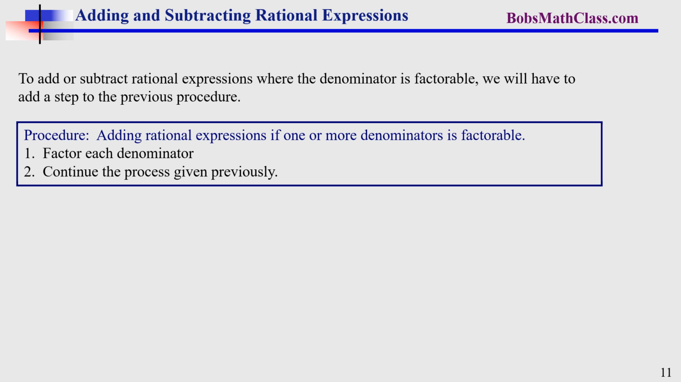Okay, so now we're making it a little bit more complicated. To add or subtract fractions where the denominator is factorable, we have to add a step to the previous procedure. And here it is. Number 1, factor each denominator. And then number 2, we continue the process given previously. So first thing is we have to do some factoring if possible. That's only the denominators. You do not have to factor the numerators, just the denominators.